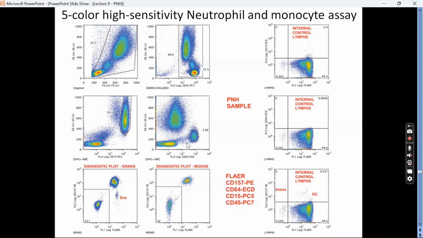Similarly, monocytes, you get the bright CD64 population, put it across CD157 and FLAER. You find the PNH monocytes and normal monocytes. So here 5 markers they have used in one tube: FLAER, CD157, CD64, CD15 and CD45. So FLAER and CD157 will help as GPI markers, CD64 for monocyte gating, CD15 for neutrophil gating and CD45 as a backbone.